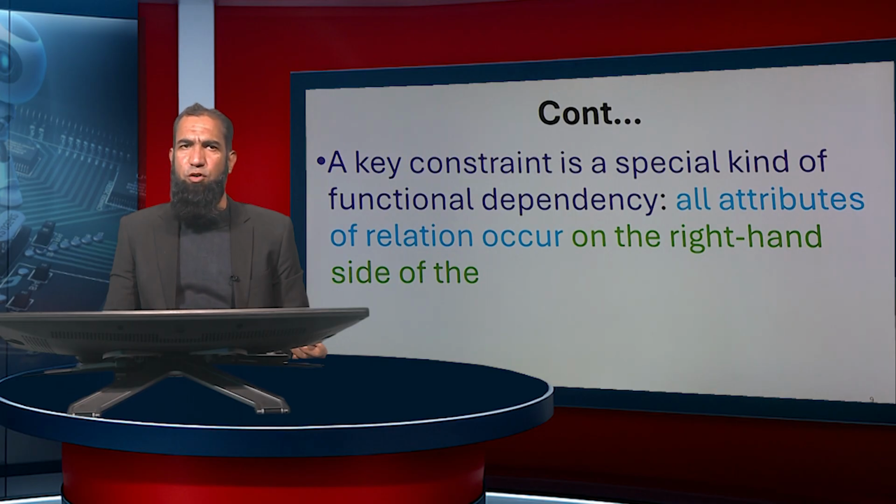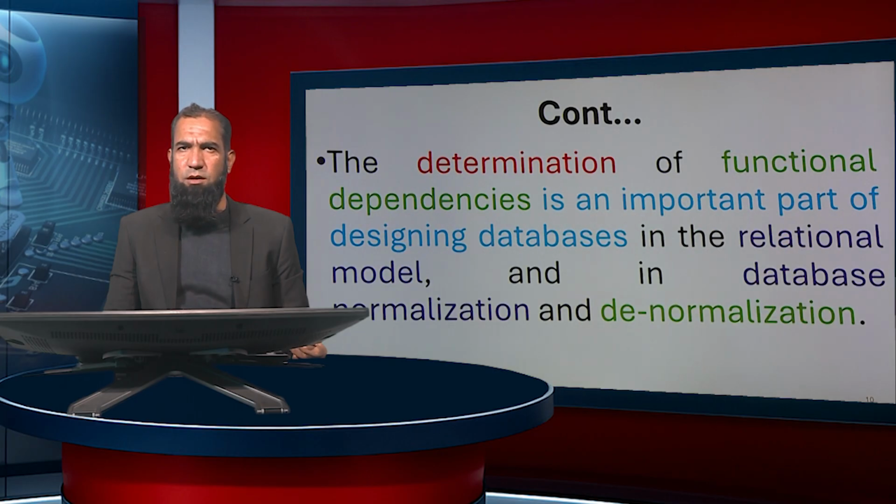That means knowing the value of X is enough to uniquely identify every other attribute in the table. Let's take an example. Suppose we have a relation student having attributes roll number, name, department, and advisor. Roll number determines every other attribute: name, department, and advisor. Then we can write roll number determines name, department, and advisor.